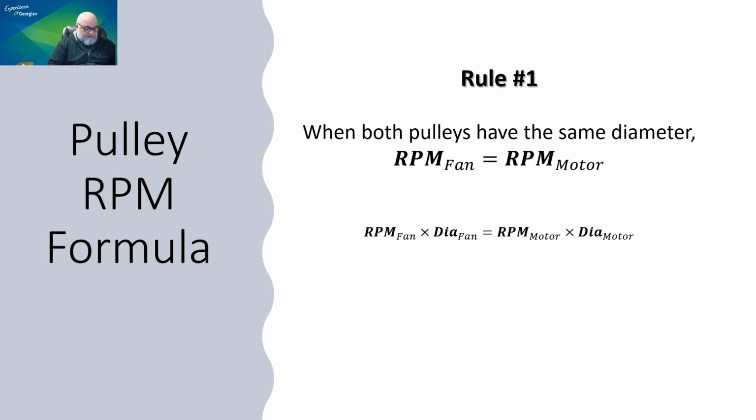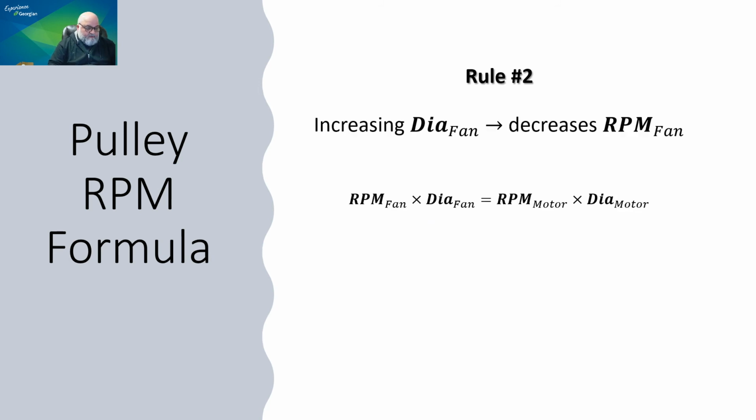All right, so let's have a look here. We're saying that if this guy here is equal to this guy here, the diameters are equal or the same, then in a mathematical expression, they will simply cancel each other out, and those two will be equal to each other. So when you have both pulleys the same diameter, then the fan speed equals the motor speed. That's very rare. Usually the motor speed is too high for the fan, therefore we have a disparity in the size. Rule number 2.